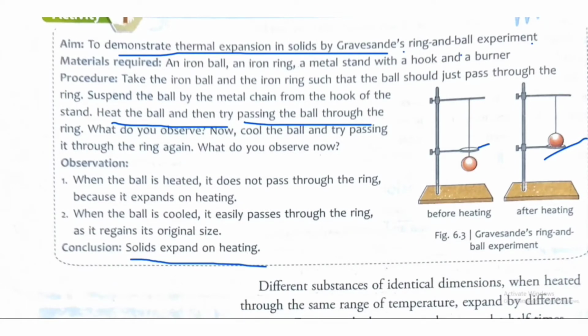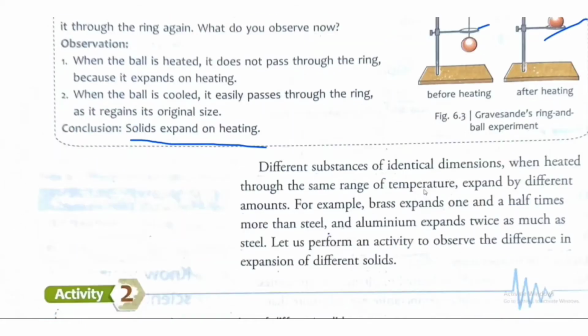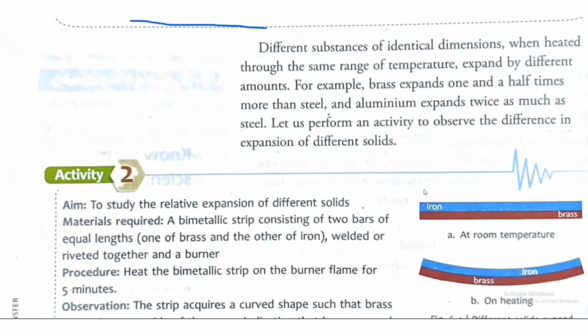But students, different substances of identical dimensions expand by different amounts when they are heated through the same range of temperature. And it depends on the nature of the substance. Brass expands 1.5 times more than steel, and aluminum expands twice as much as steel.